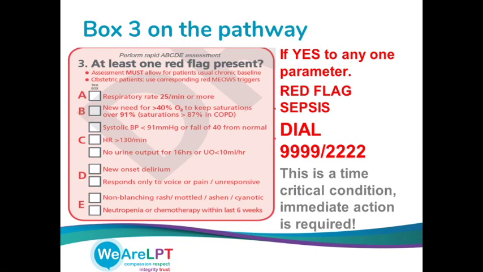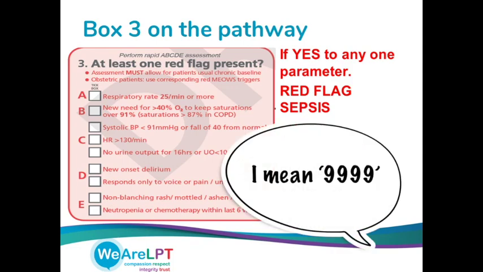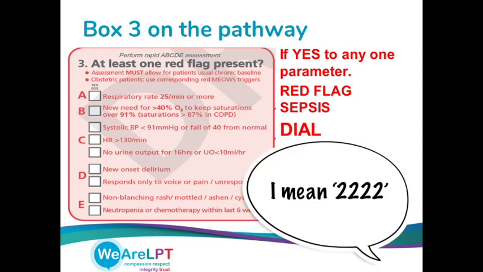So if we recap here, you've done a set of vital signs on your patient. Their NEWS score is 3 or above, or you're concerned that they are not well, or they have increased or new confusion. You've thought about whether they have an infection, and you've decided you think they do have an infection. You move down into box 3. At this point, you're looking at whether the patient has red flag sepsis. Red flag sepsis is a time-critical condition and immediate action is required. This would result in you calling 999 and 222 and contacting your ward medic for urgent response.